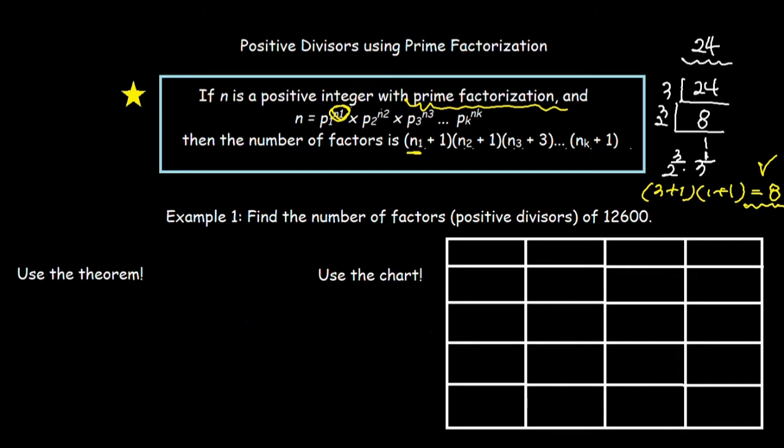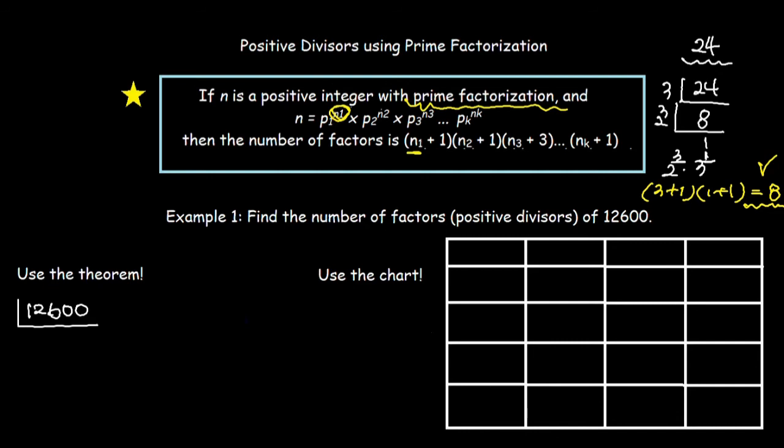So let's use the theorem to find out how many factors 12,600 has. Okay? So what are we supposed to do first? We're supposed to prime factorize. So I'll put down 12,600 right here. And I'll be using, again, the ladder method to find the prime factorized form of this number.